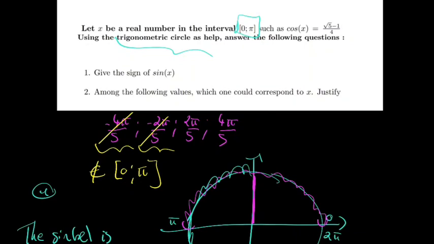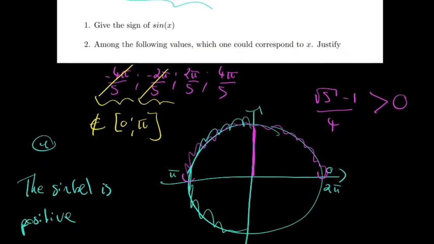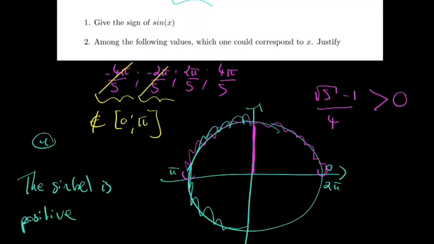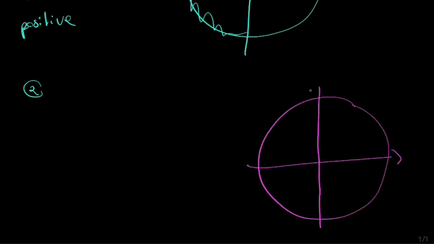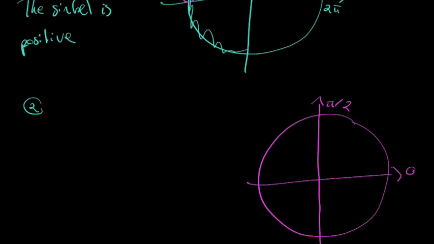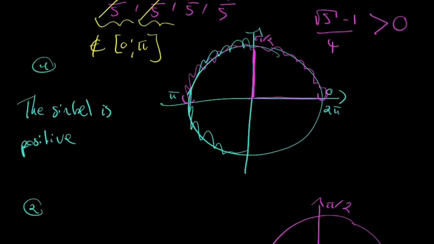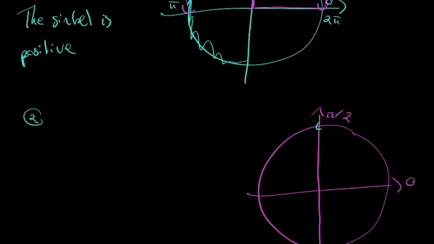We want to see that this cosinus, square root of 5 minus 1 over 4, will be greater than 0. So we are not even in 0 pi anymore. We are in the interval 0 pi over 2. So I will sketch it a little bit better. We are now in the interval 0 pi over 2, because at the same time we are in the interval 0 pi, but now because our cosinus is positive, we are in this interval where the cosinus is positive.